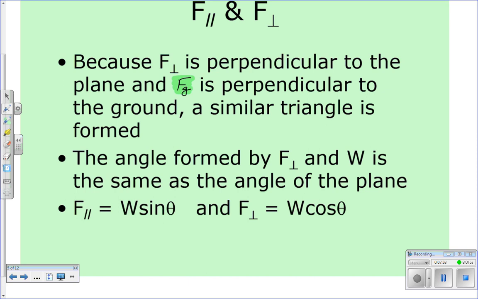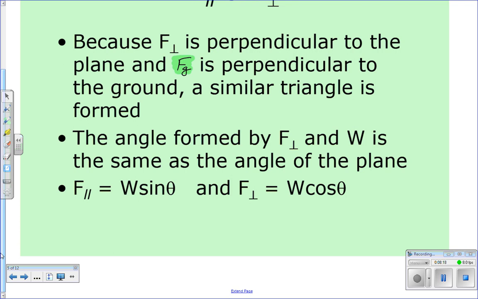Because the perpendicular component is perpendicular to the inclined plane and the weight is perpendicular to the ground, you have a similar triangle being formed by the weight, the perpendicular component, and the parallel component. Because of that, the angle formed by the perpendicular component and the weight, Fg, is the same as the angle of the inclined plane.